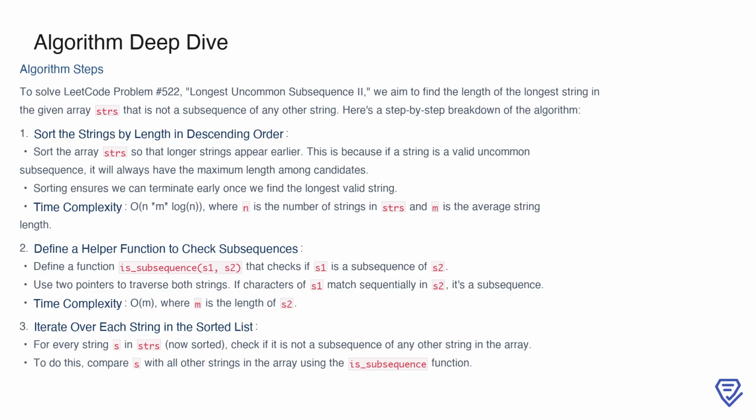Finally, we iterate over the sorted list of strings to evaluate each one. For every string, we check if it is not a subsequence of any other string in the array. This comparison is done using the is_subsequence function, ensuring that we systematically validate each candidate string.